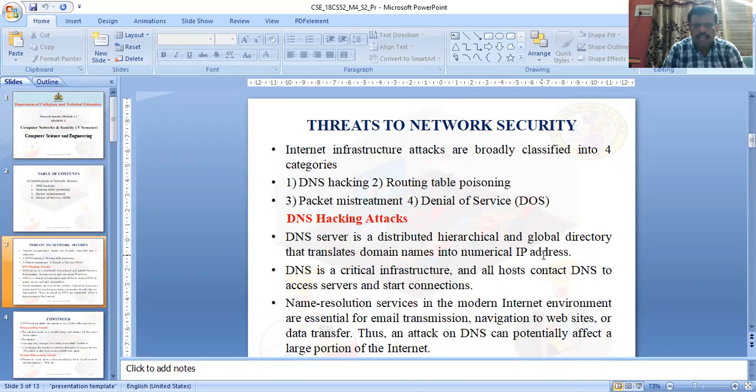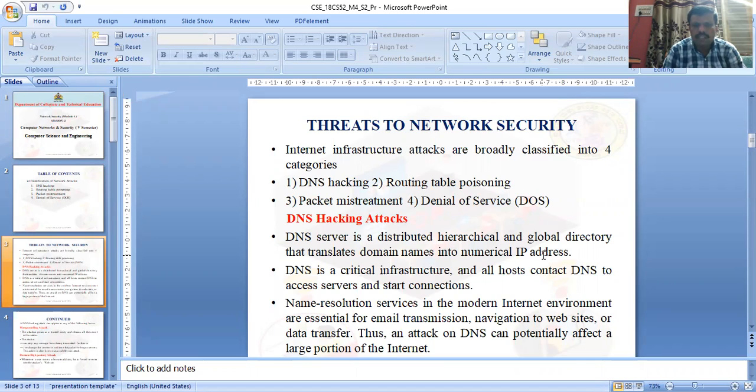Here, DNS hacking attacks concern DNS servers, which form a distributed, hierarchical, and global directory. What exactly does a DNS server do? It translates domain names. For example, www.yahoo.com is a domain. Here .com is the extension of the domain, the name of the domain is Yahoo, and Yahoo is available under the commercial domain.